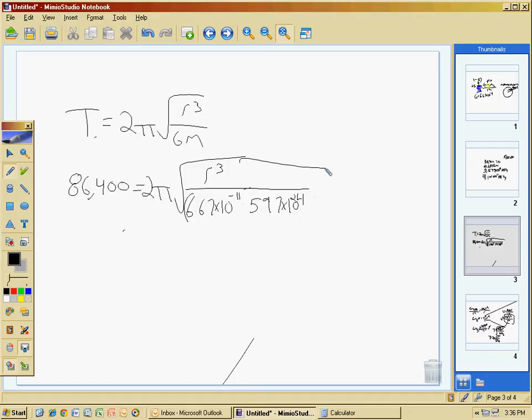Done. Solve for r. I'll leave the algebra grunt work to you, but you should get an answer of 7.33 times 10 to the 24. It's going to be r, so that's meters. And that's, remember, from the center of the Earth. So if it asks you how far above the surface, you've got to subtract out the radius of the Earth.